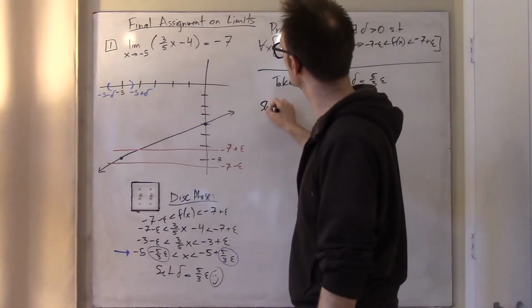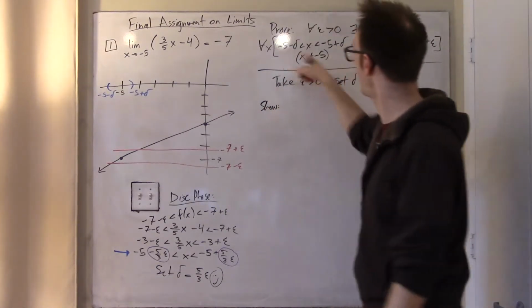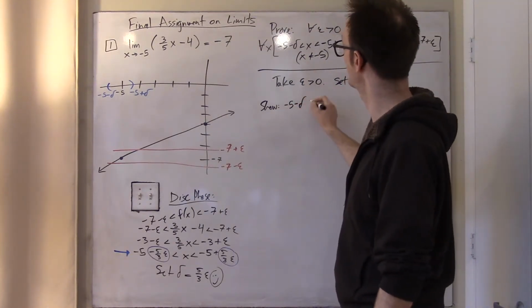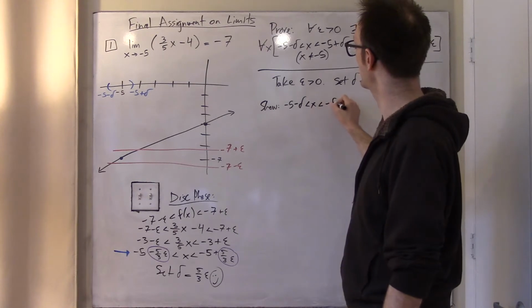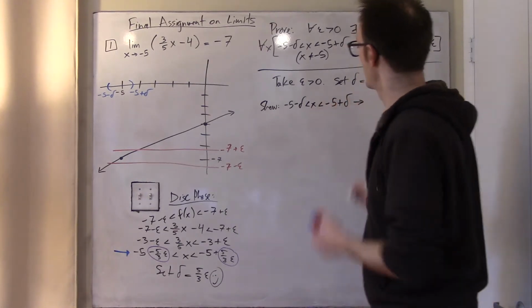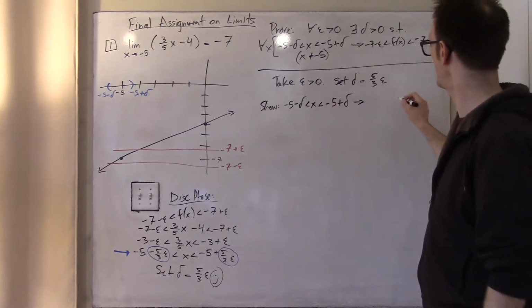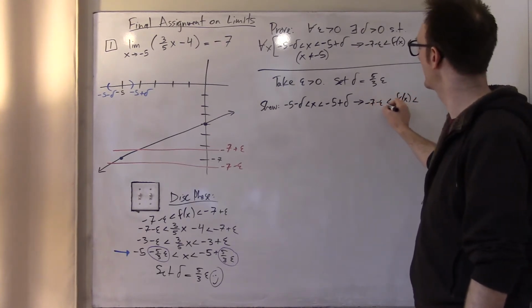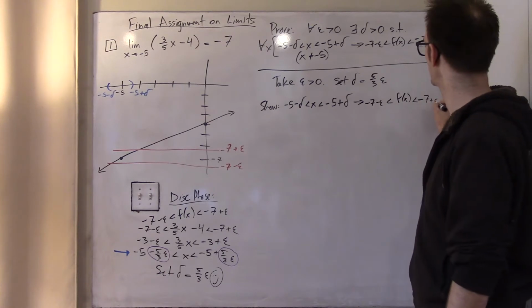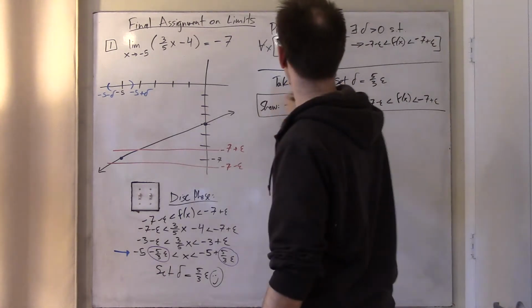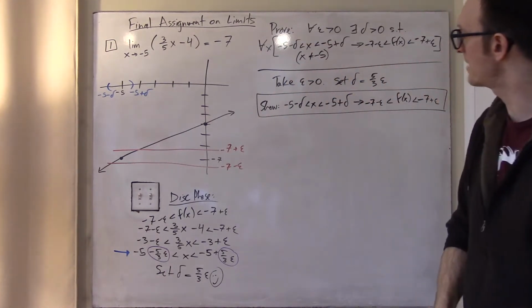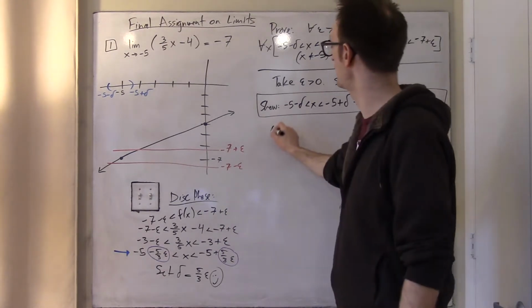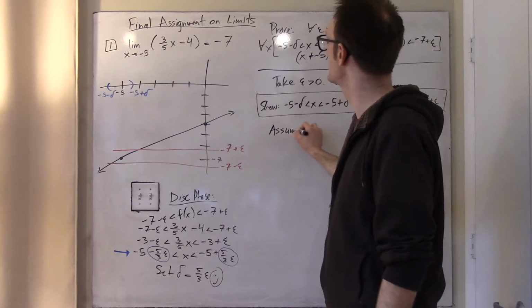So what I now just need to show is that for all the x values that are in between -5 minus delta and -5 plus delta, when I plug them into the function, they do land between -7 minus epsilon and -7 plus epsilon. And as long as I've picked the right delta, which I have, then this should be easy and smooth. Okay, so I have to prove this conditional. How? I assume the antecedent.